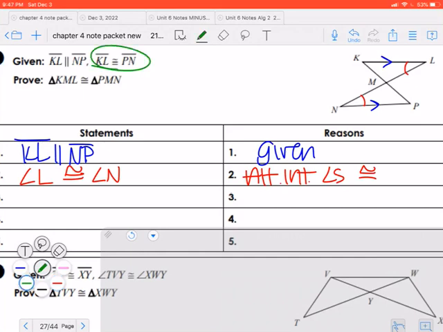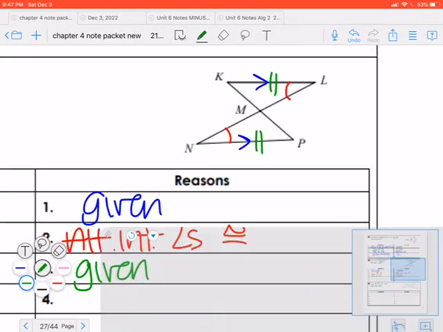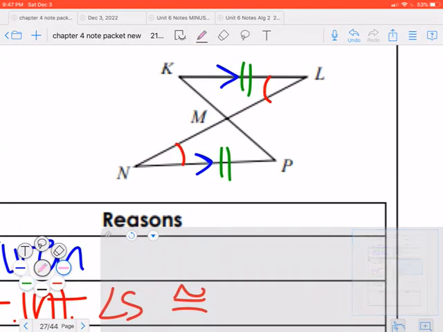We do have another given though, so let's put that in there. KL is congruent to PN. Given, and let's mark it on our diagram. KL is congruent to PN. Okay, let's see what we have here. We have a side and an angle.